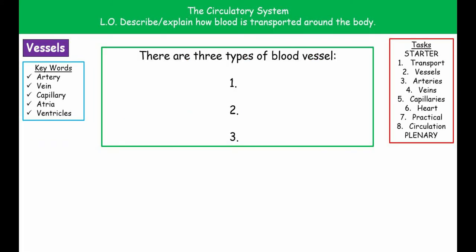So we've talked about the actual role of the heart, but we've also mentioned these things called blood vessels. And there are 3 types of blood vessel in the body. See if you can write down those 3 types in your book.